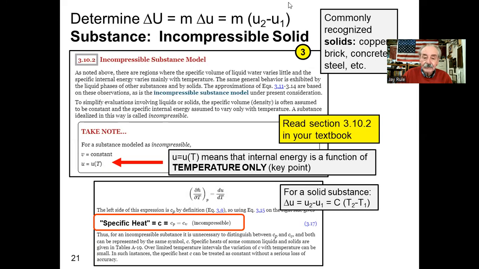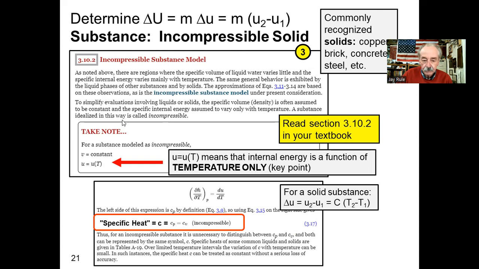Okay, finally, the third category of substances that we've got engineering problem solving with, and that would be solids. Solids: copper, a block of copper, a brick, concrete, steel, and on and on. So you've got to go back and read your textbook, section 3.10.2, to get a fuller understanding of how to handle internal energy changes for solids.